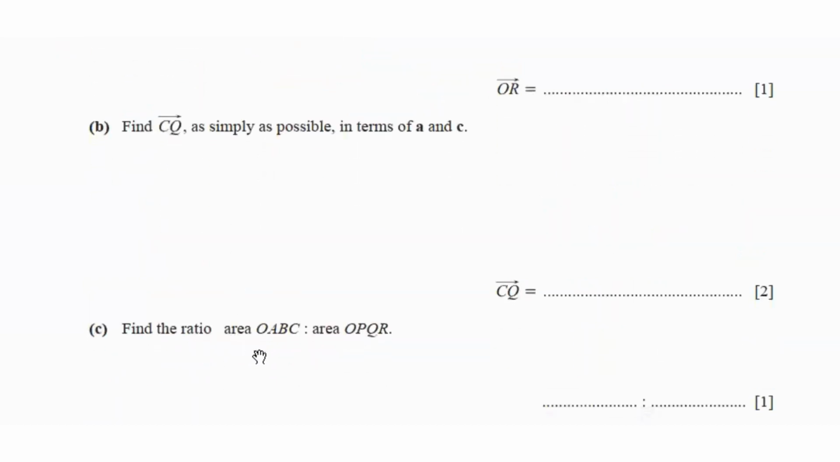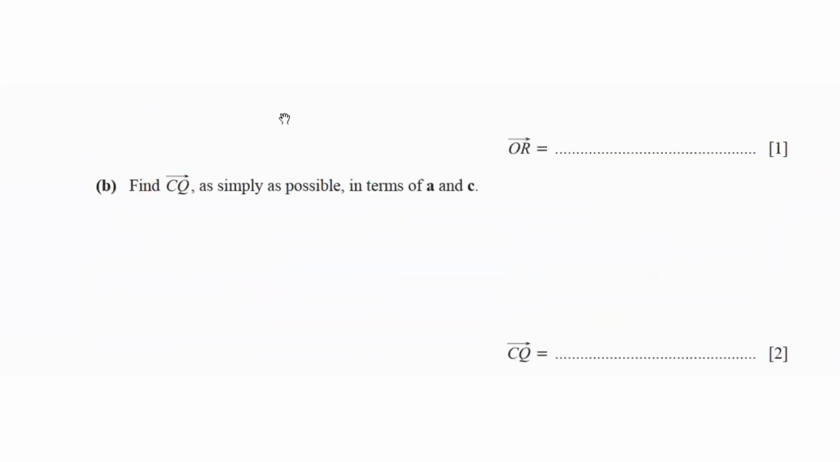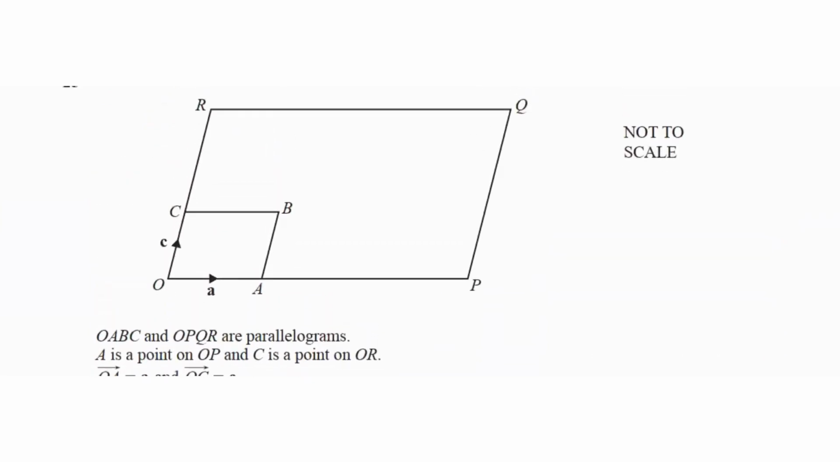Then find the ratio of area OABC to area OPQR. So in part c, what we'll do is, if you look at the shape, we already know that this distance, like this vector, is 2.5c or 5/2 c. And we know that this entire vector is 4a.